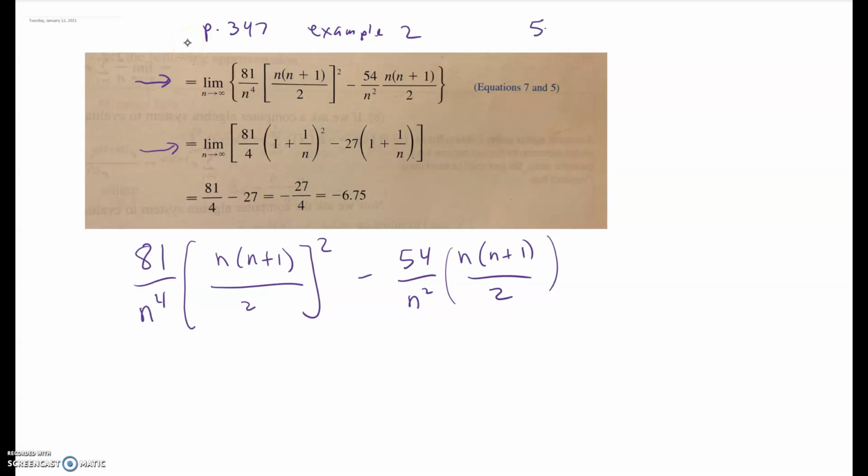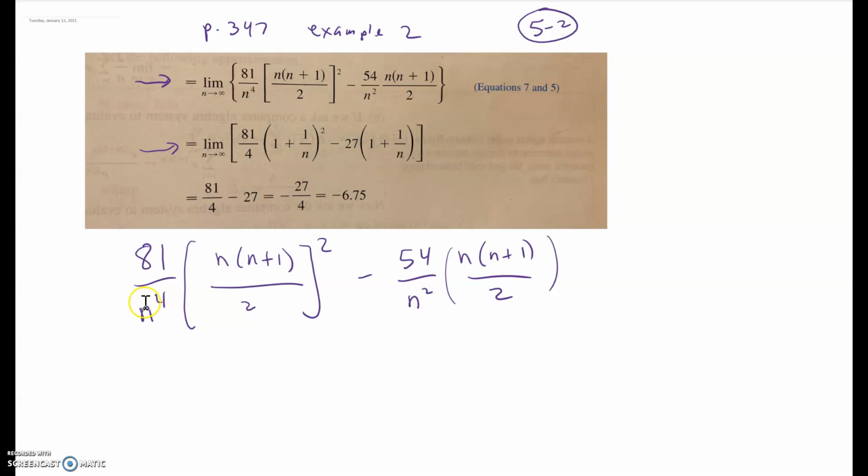All right, in section 5.2 of the textbook, page 347, example 2, there was a question: how did the author go from this step to this step right here? It's not entirely clear. So there's a little bit of trickery going on here. So here's what they did.